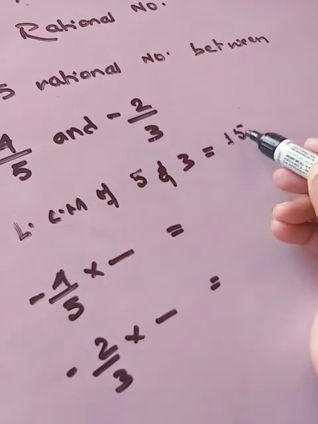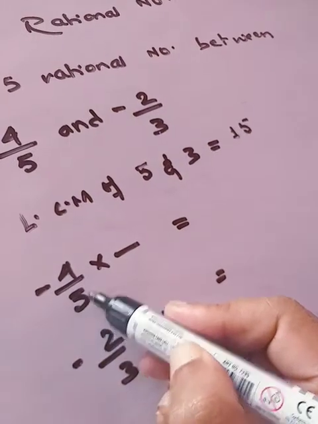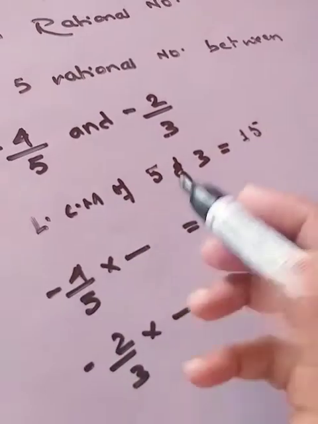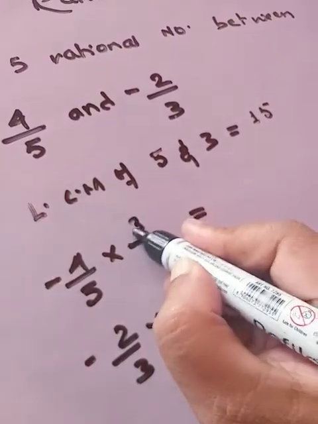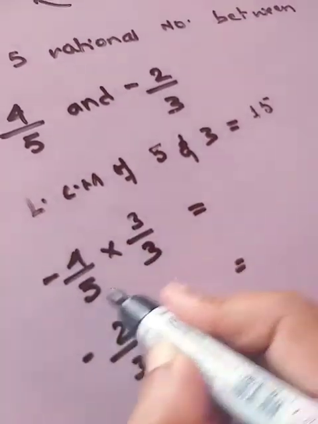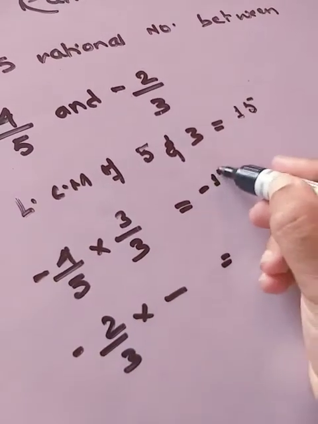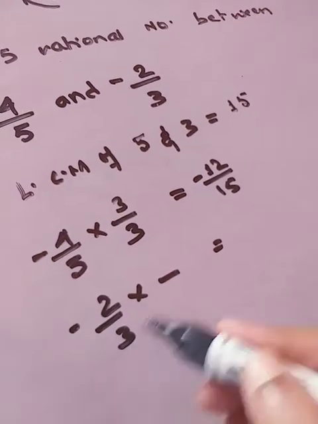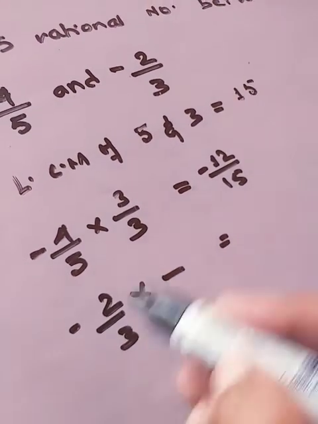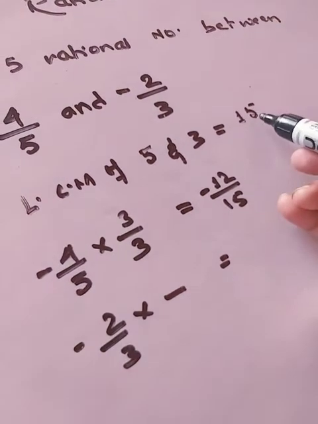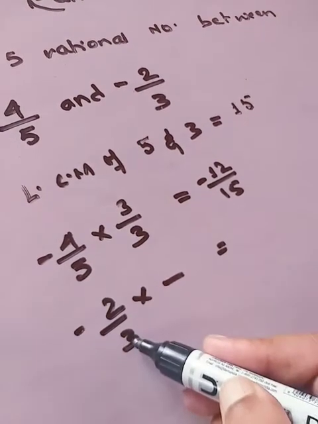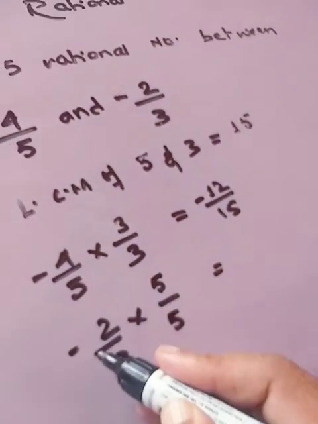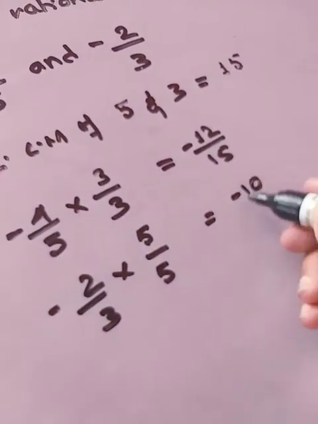Now this LCM you have to divide by this denominator. So what is the answer? If you divide 15 by 5, what would be the answer? 3, isn't it? So this answer needs to be multiplied with both the numerator and the denominator. So the answer would be minus 12 upon 15. The same thing you will do with the second rational number also. Divide 15 by the denominator 3. If you divide 15 by 3, your answer would be 5. That you multiply with both the numerator and the denominator. So the answer will be minus 10 upon 15.